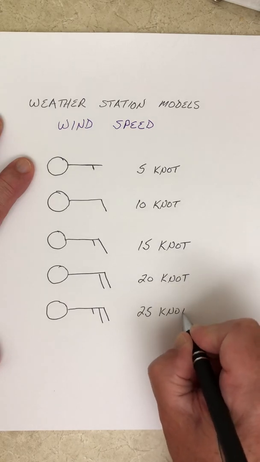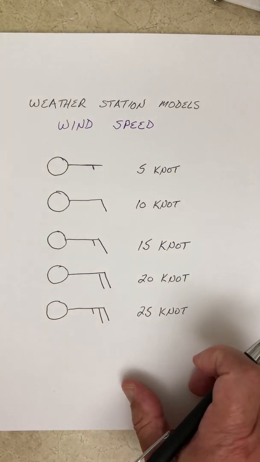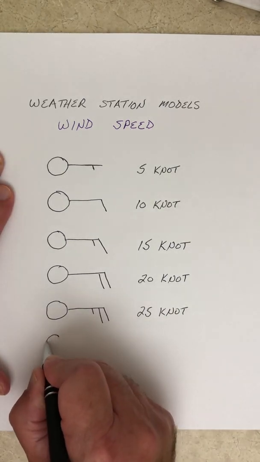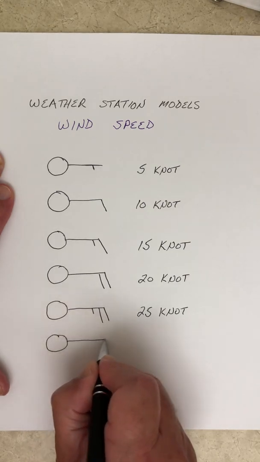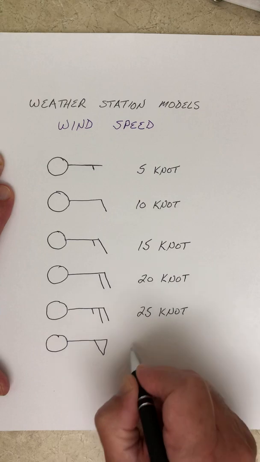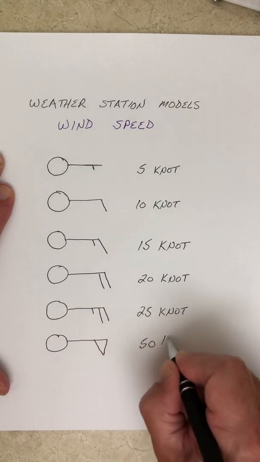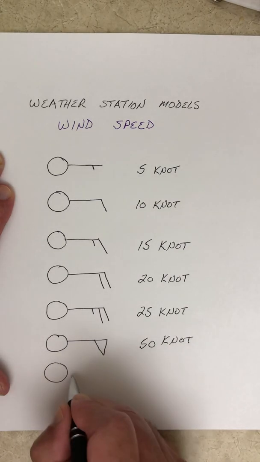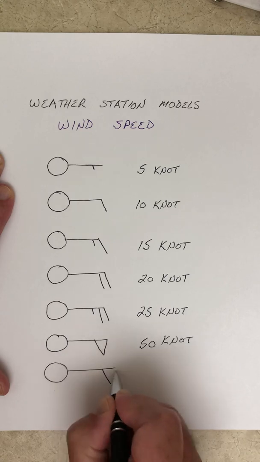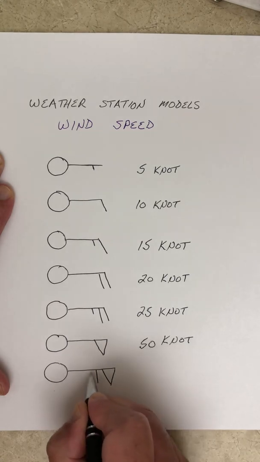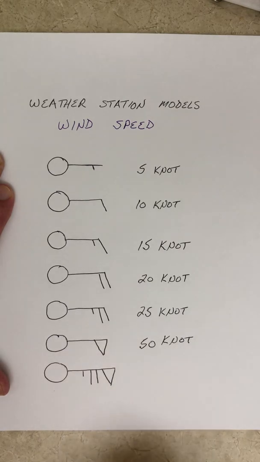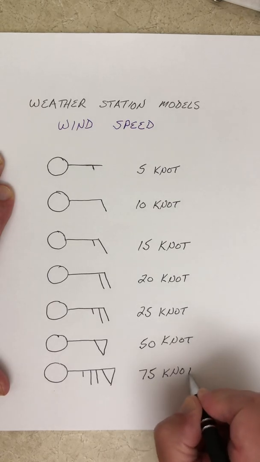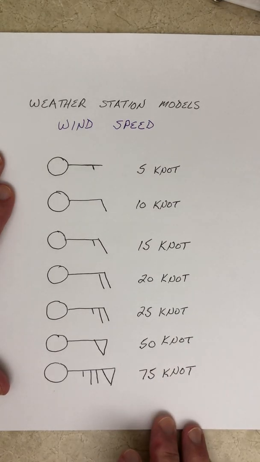And we continue this way until you get to 50 knots, and that's a pretty brisk wind. At 50 knots, we literally have a flag or a pennant. So a pennant would be a 50-knot wind. And if we have a really strong wind, okay, maybe we've got a pennant and 2 long flags and a short flag, this would be a 75-knot wind.